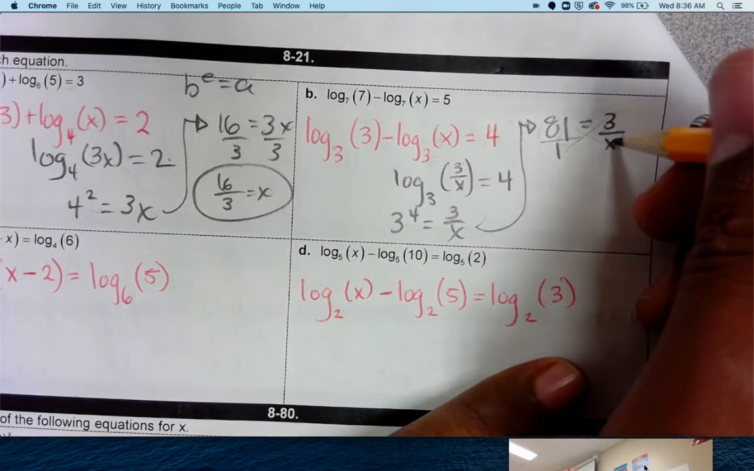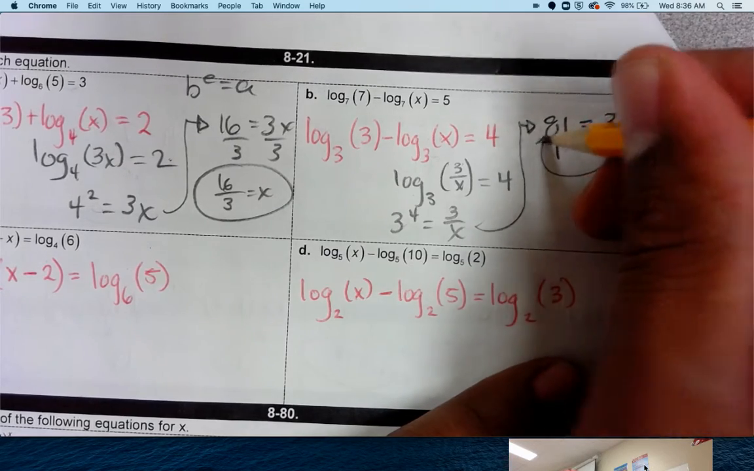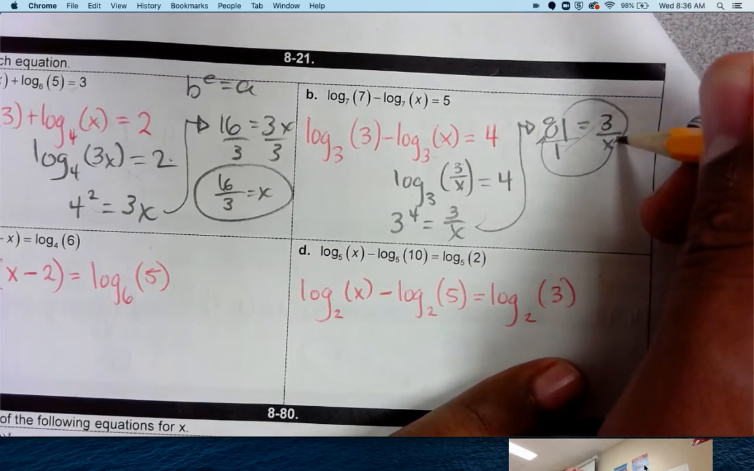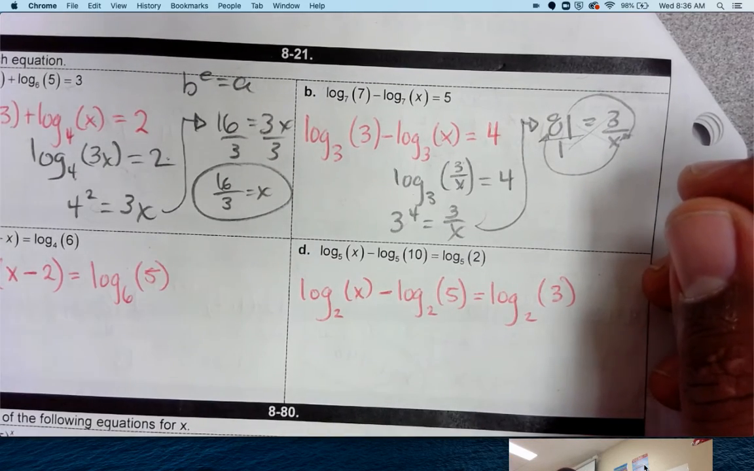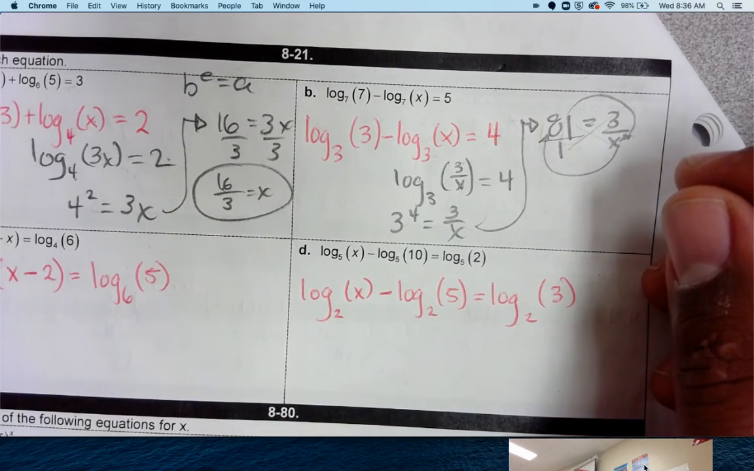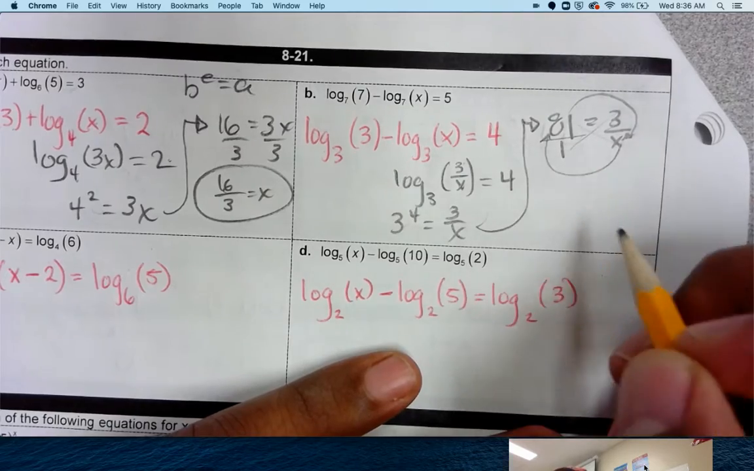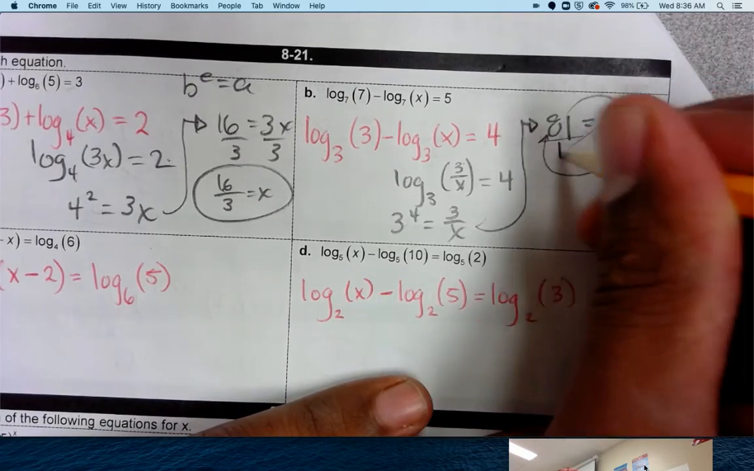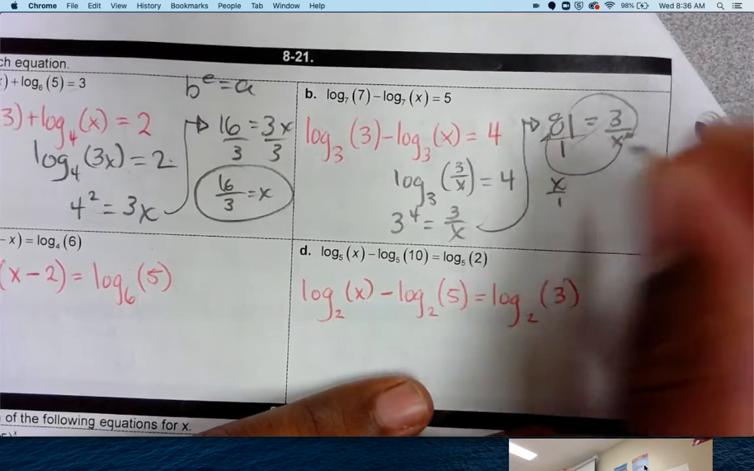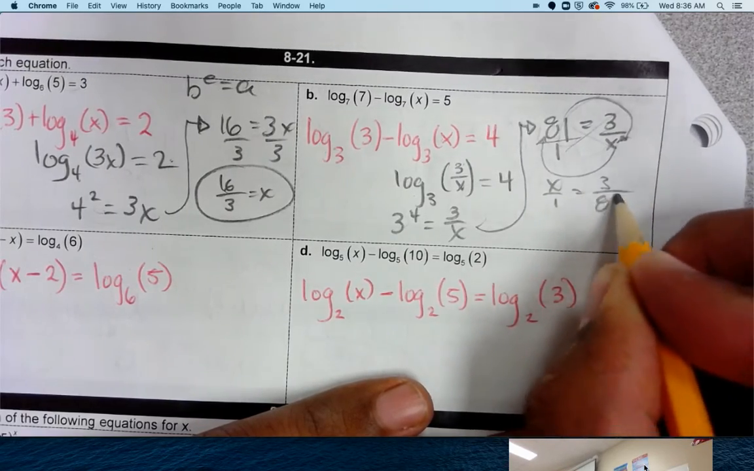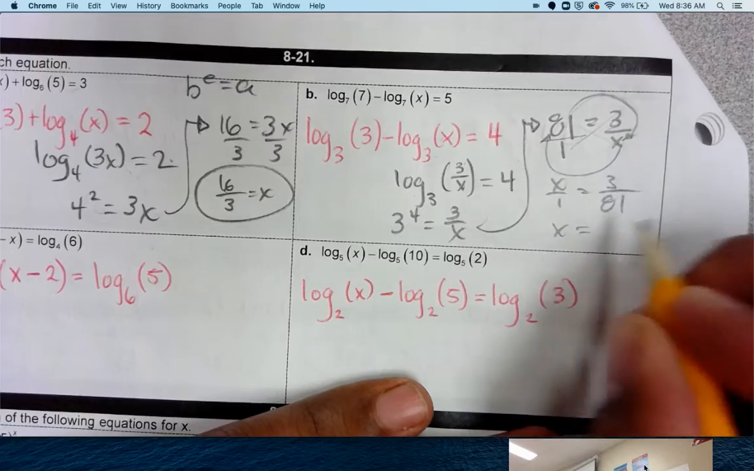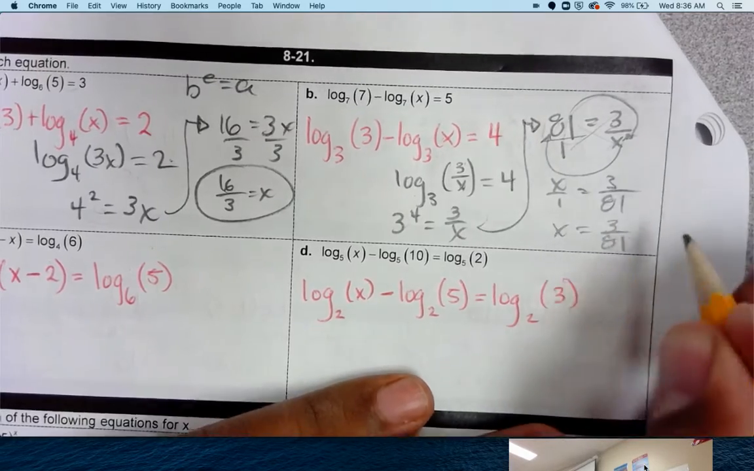So basically what I'm going to do is move this x to here and this 81 to here. And this is a useful trick, especially when we get to next week's topic with cosine and sine, because you're doing a lot of cross multiplying with that. So I switch the x up to here and bring the 81 down to here. And then it's just x equals 3 over 81.